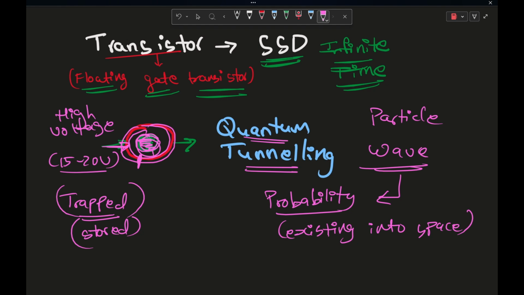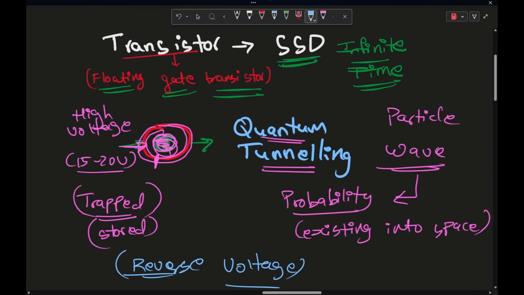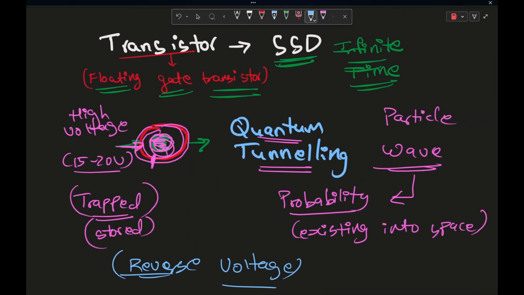And now a question might arise: how to remove it? In that case, to remove it, we have to apply reverse current, or reverse voltage, I would say, and the electron will come out of this particular conducting medium, and this memory will be freed again. So if an electron is trapped inside, it is termed as 1, otherwise 0.